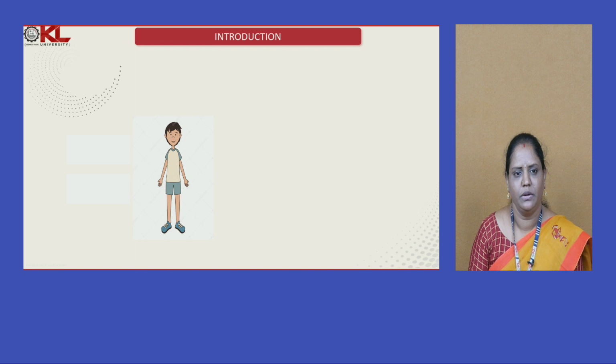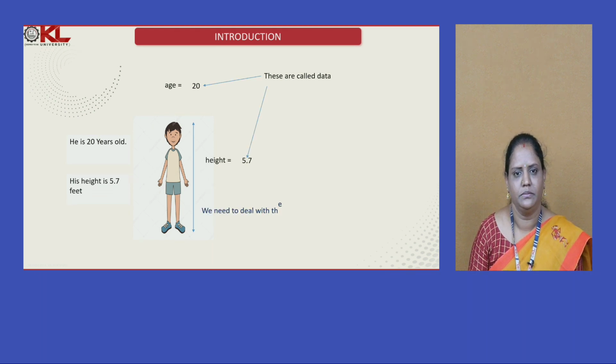For example, a boy is there, his age is 20 years and his height is 5.7 feet. They are called data. The age 20 and height 5.7 are called data. We need to deal with these data in the computer.